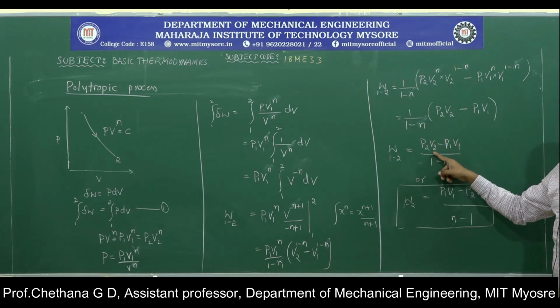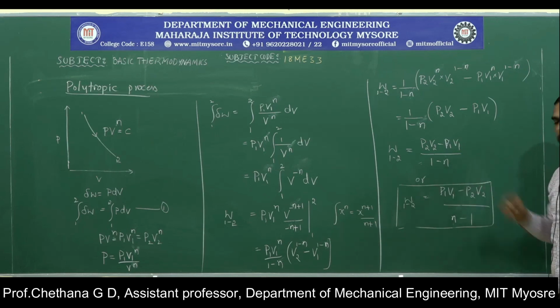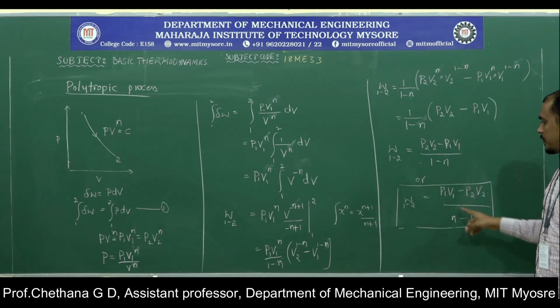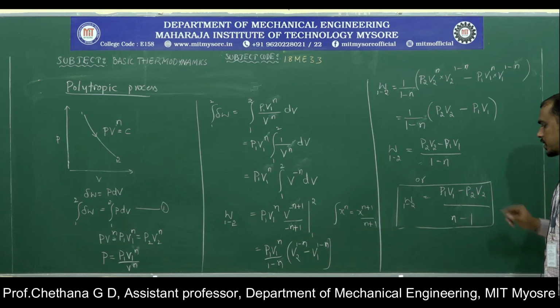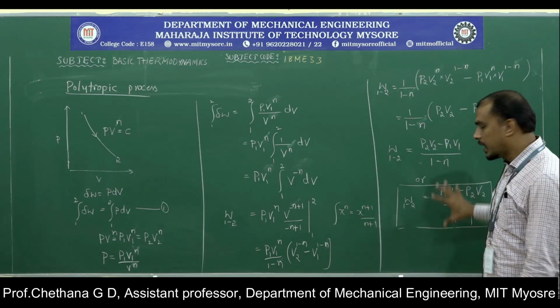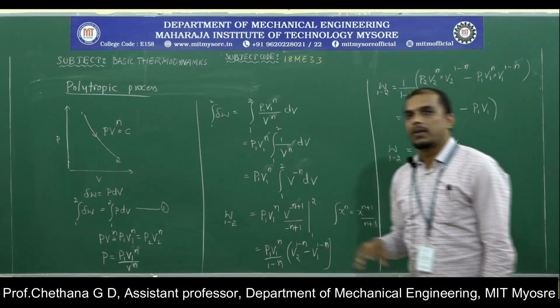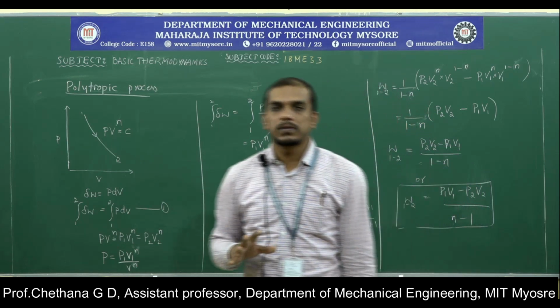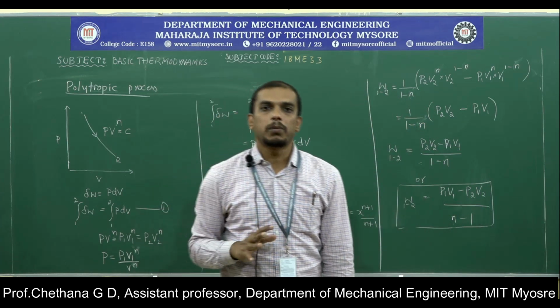W1 to 2 is given by P2 V2 minus P1 V1 divided by 1 minus n, or we can write it also like P1 V1 minus P2 V2 by n minus 1. This is the equation we need for calculating work transfer if the process is a polytropic process.